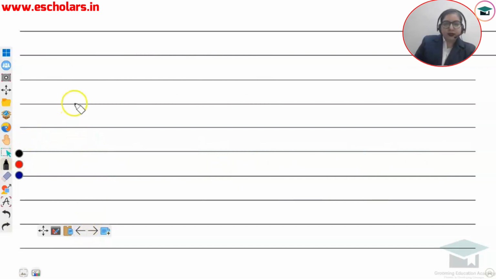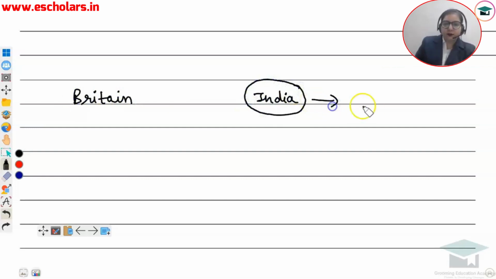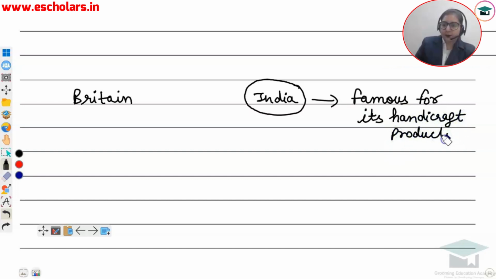Now students need to understand something. See, this chapter is all about Britain and India, right? See students, India was very much famous for its handicraft products, that is the handmade products, because India was having skilled labor, okay, and India was having good quality raw materials also. So India was able to generate good quality handicraft products.